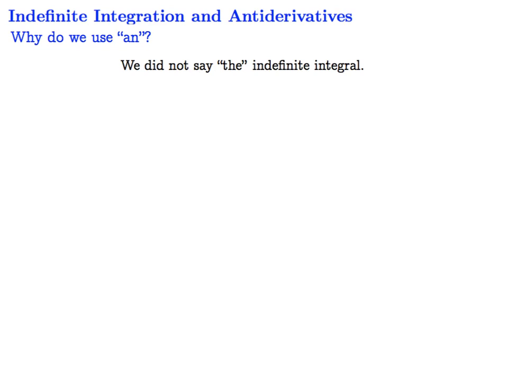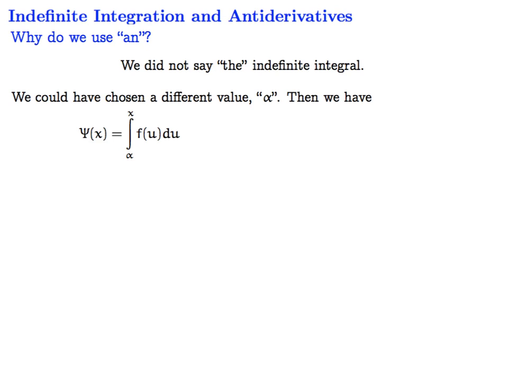So let's talk a little bit more about that. What I could have done is I could have chosen a different value for the lower limit of integration. I could have chosen alpha here instead, and I would have ended up with a different function. So let's compare these two and see how they look differently.